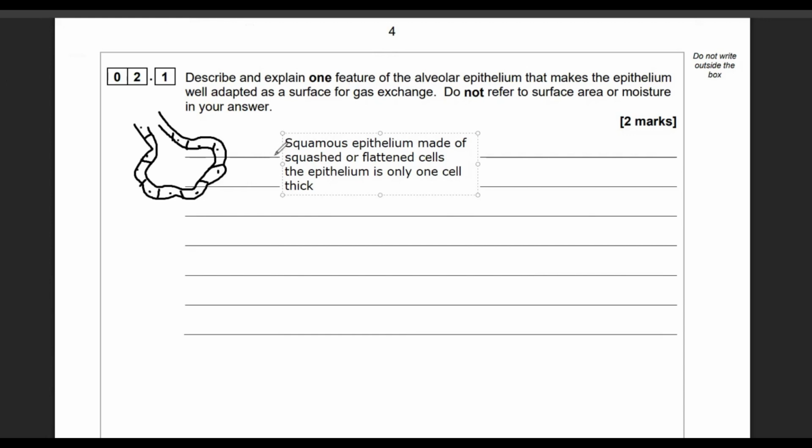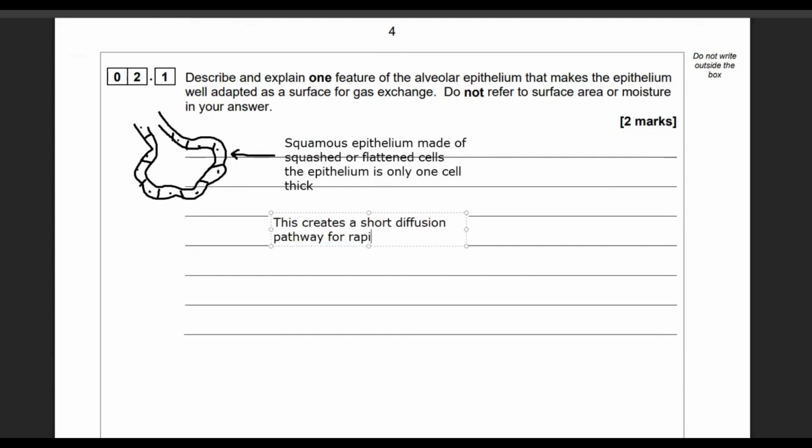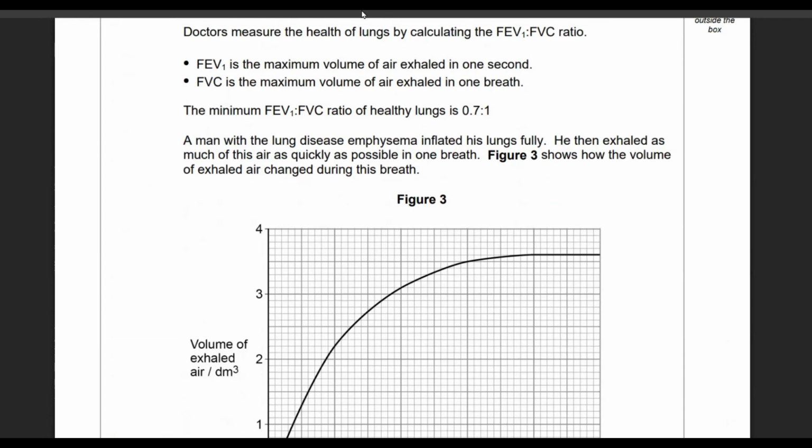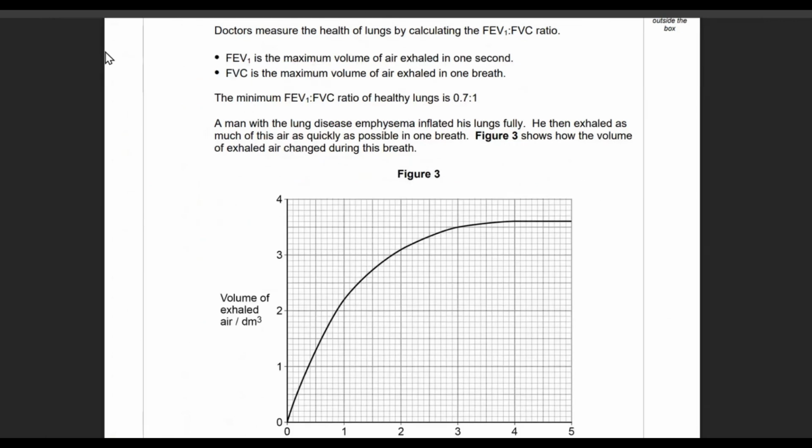So how does being one cell thick or having a thin layer or having flattened or squashed cells help? It helps by creating a short diffusion distance, or you could say a short diffusion pathway. One common mistake is that people will say they have a thin cell wall. Of course, animal cells don't have cell walls, so that should immediately trigger alarm bells in your head that you're on the wrong path. We're talking about the tissue, the whole structure of the alveoli. We're talking about the tissue structure has a thin wall, and that's a tissue, not talking about a cell wall.